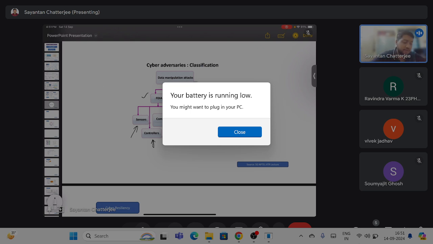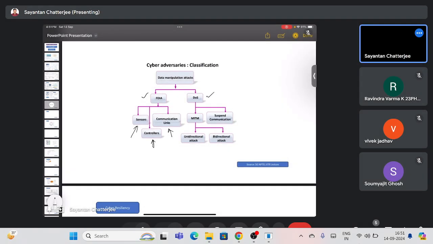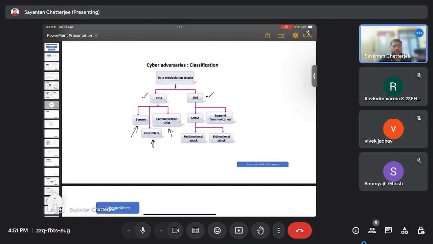Just a minute, the charger is not switched on. Charger was not switched on.